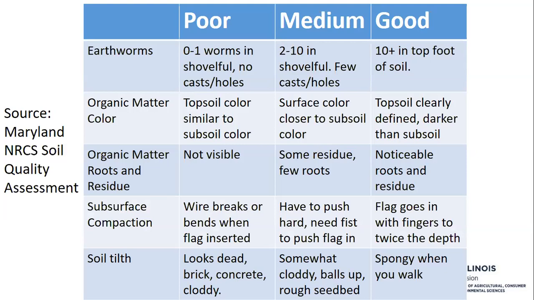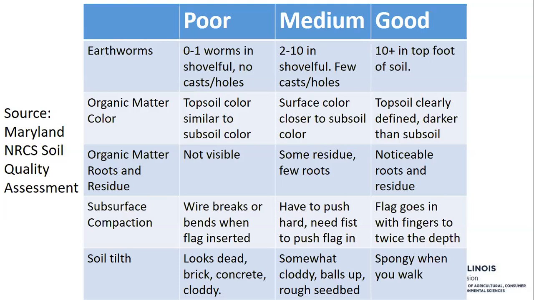What about organic matter color? The topsoil is clearly defined. It's darker than the subsoil. Topsoil being that 0 to 4 inches or so. You might look for organic matter roots and residue. So roots and residues that are just breaking down over time. Maybe it was something that you added the previous season, or gosh, maybe even saw something for the previous season that's being broken down.